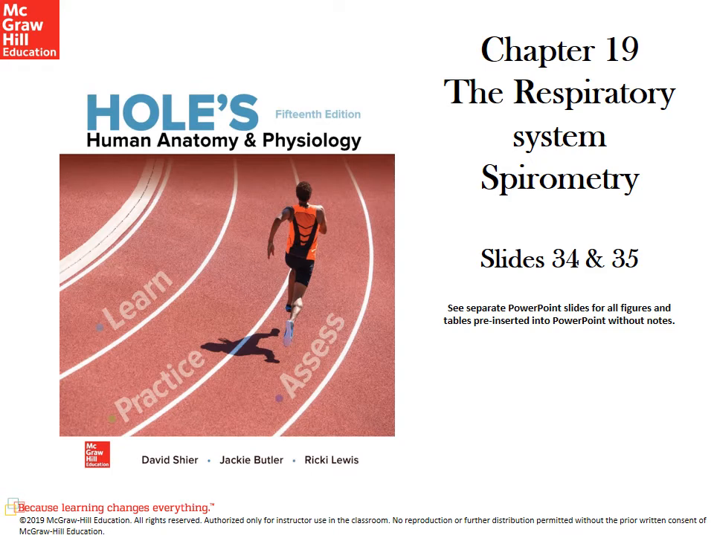Okay, in this section we're going to look at spirometry. It's only really 2 slides. I've got another slide in between these to help go over it. This is going to tie in also with what we had in lab as far as the spirometry experiment.